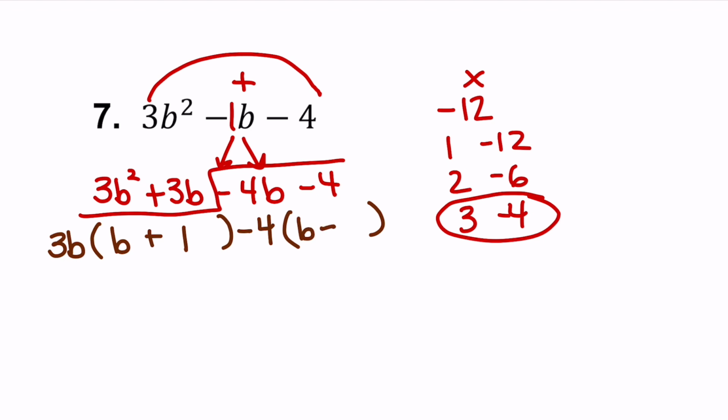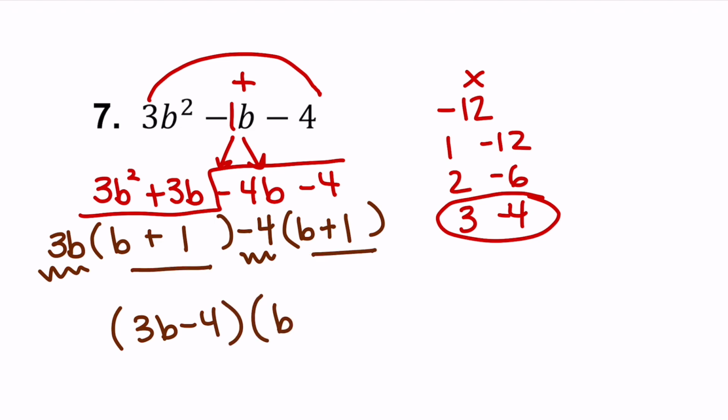Again, if I pull the negative 4 out, I need that 1 there. Negative 4 times b is negative 4b, and negative 4 times positive 1 is negative 4, so make sure you put a positive here so that when you multiply these together, you get back what you had. And you want these to be the same. So I'm going to have 3b minus 4, and I have a b plus 1.